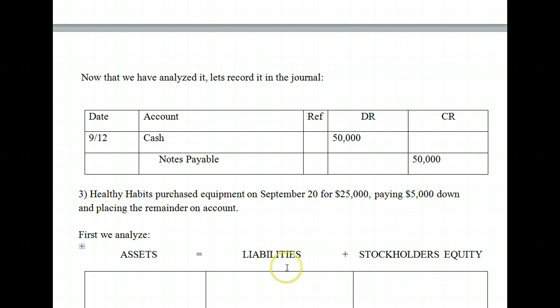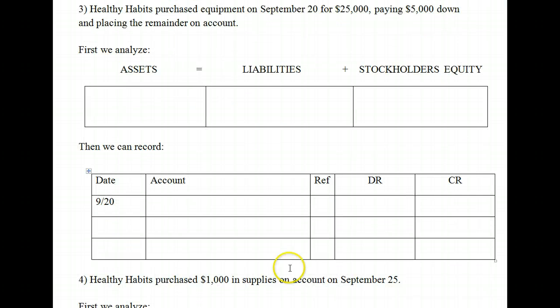All right, let's look at number 3. Healthy Habits purchased equipment on September 20th for $25,000, paying $5,000 down and placing the remainder of the balance on account. Well, let's first analyze this transaction. What's happening here? Anything happening to our assets?